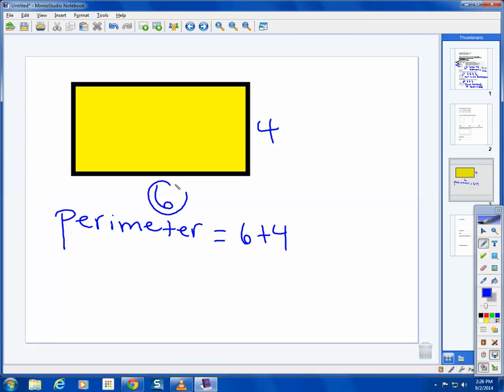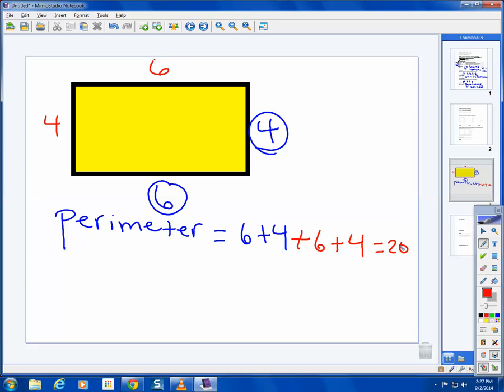These two sides. Okay, opposite side, what's that going to be? 6. Let me put that in a different color. What are you going to have right here? Okay, so plus 6 plus 4 again, right? What do you get for a perimeter of that? 20. Okay, 20. So the distance around it would be 20 units long.